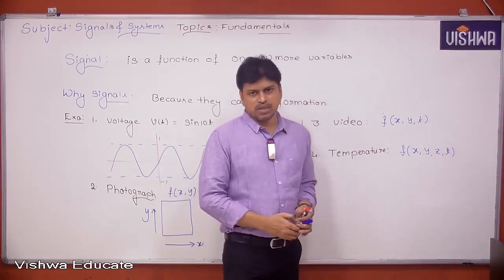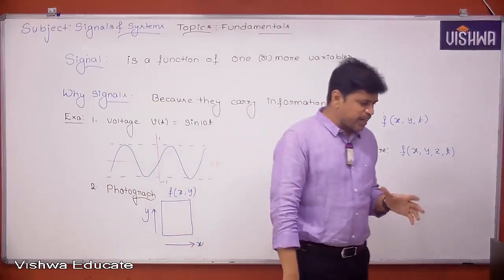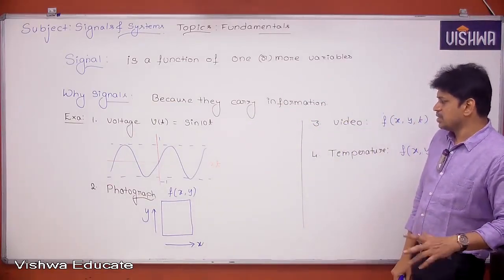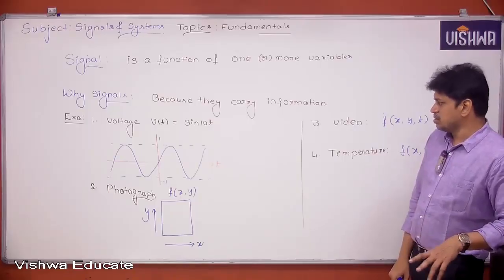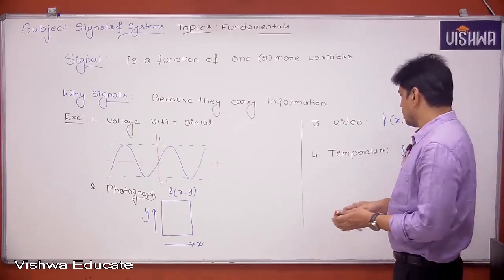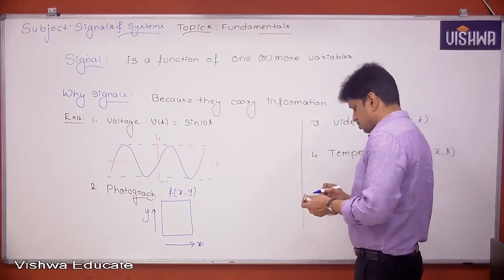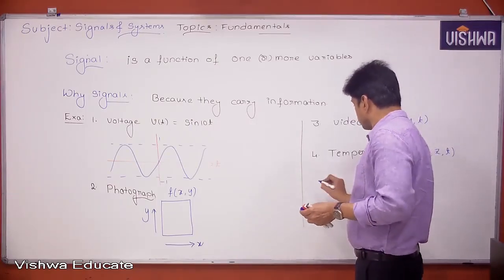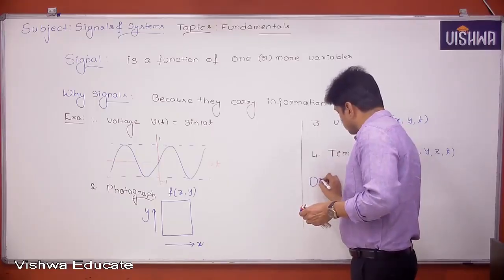So now once we understand what the independent variables present in a signal are, we have to define one term which is called the dimension of a signal. Let's say, okay, let's say dimension.